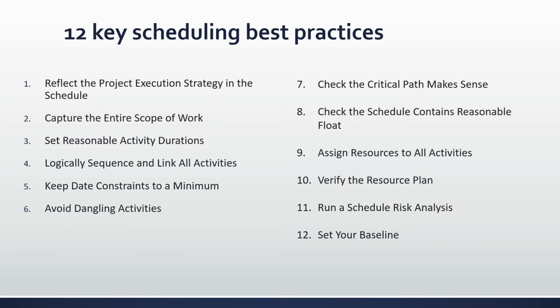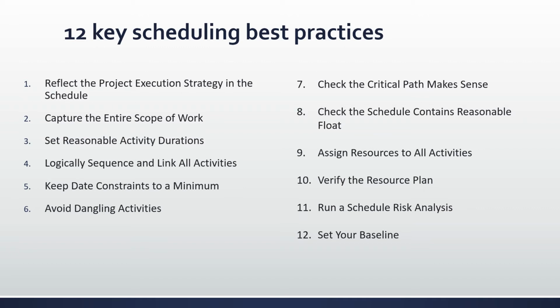Number 2, capture the entire scope of work. The schedule should reflect all of the activities and work needed to accomplish the project's objectives and to meet all the requirements of the contract. When it comes to project execution, controlling the scope of work and its impact on the schedule is crucial.